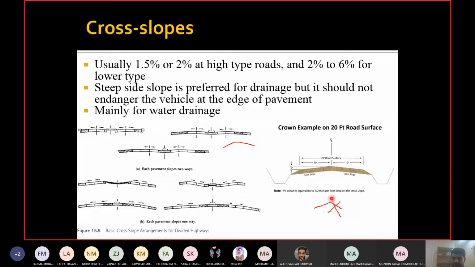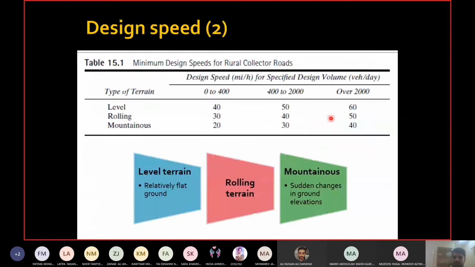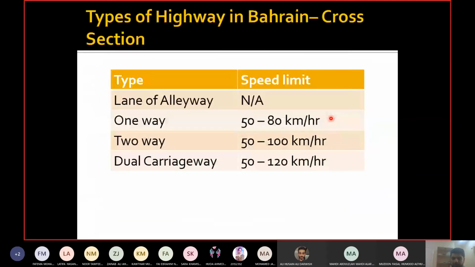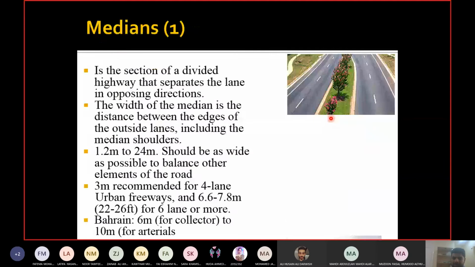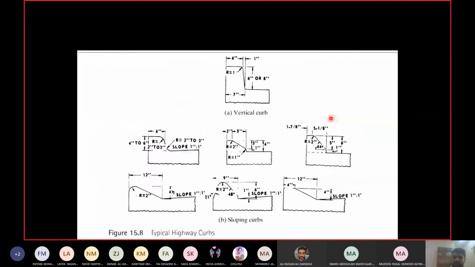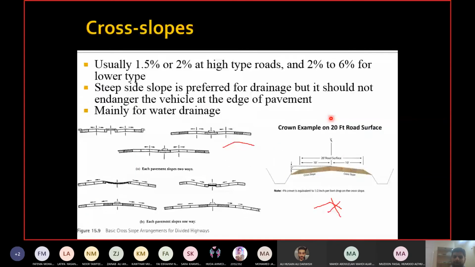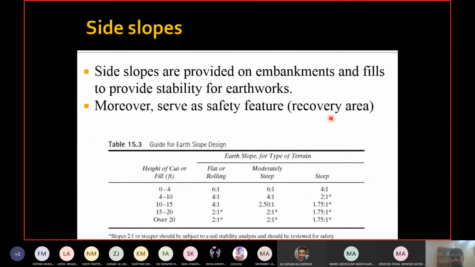So these three, right? Flat, rolling, and mountainous. Now in case of side slope, they have merged, or they are saying that the standards of side slope for flat and rolling are the same. They will change for mountainous terrain. So for flat or rolling doesn't matter, it will be under the same column.